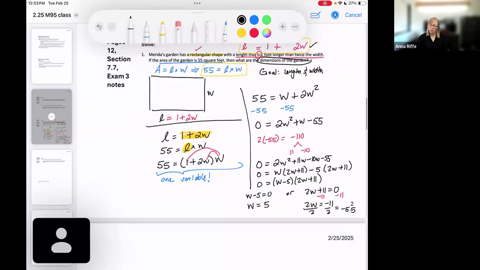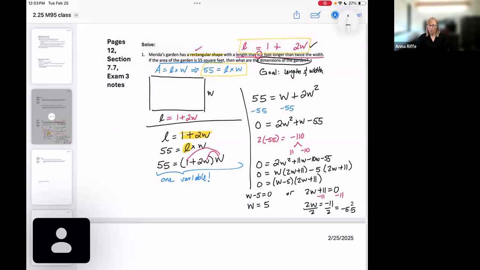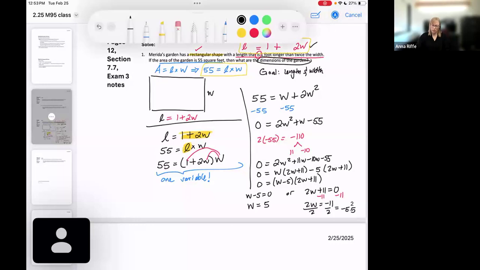I'm now going to zoom out and look at the context of our problem. This problem was asking for the dimensions of the garden. So it was asking for length and width. We let W represent one of those dimensions. It represents width here. I have two possible solutions.